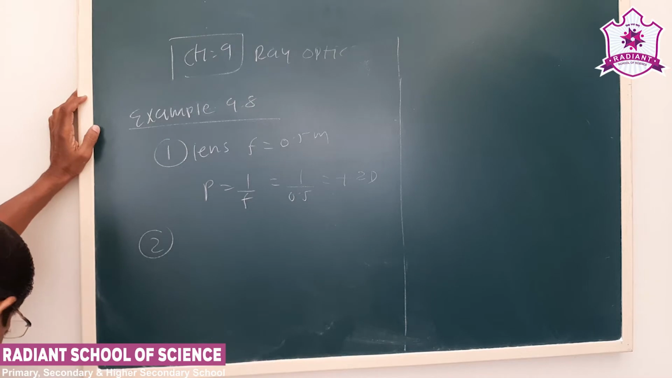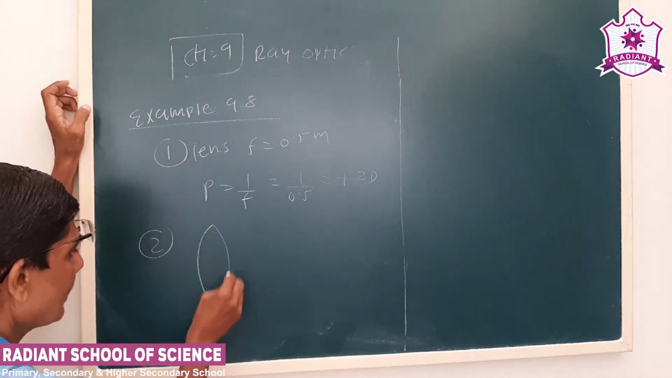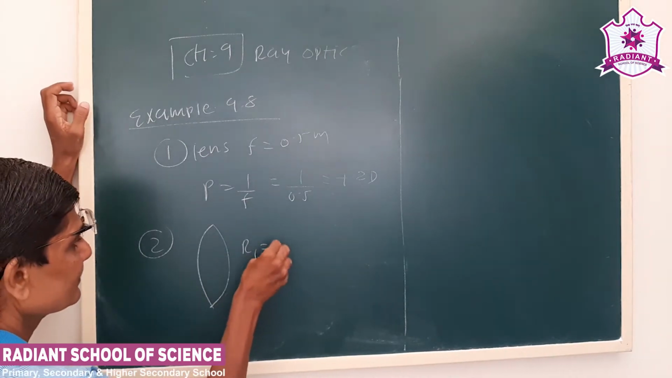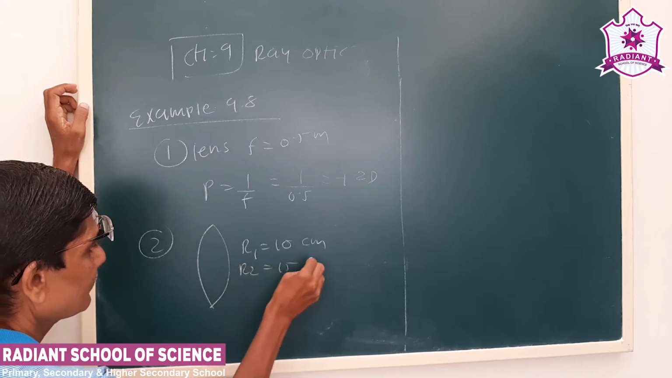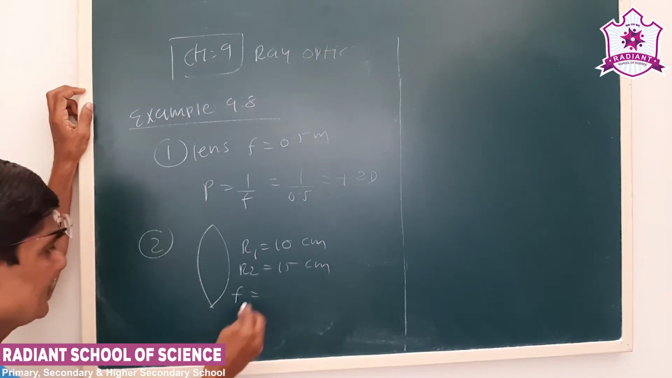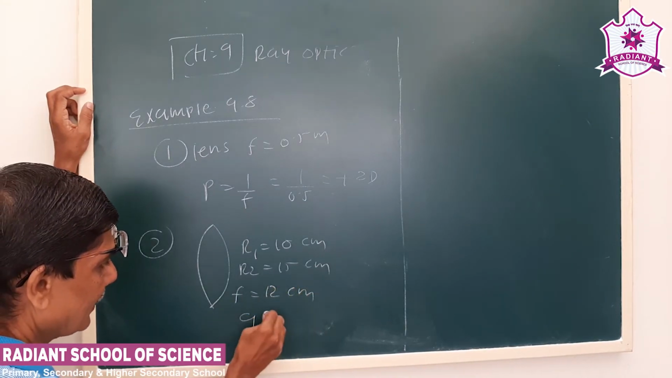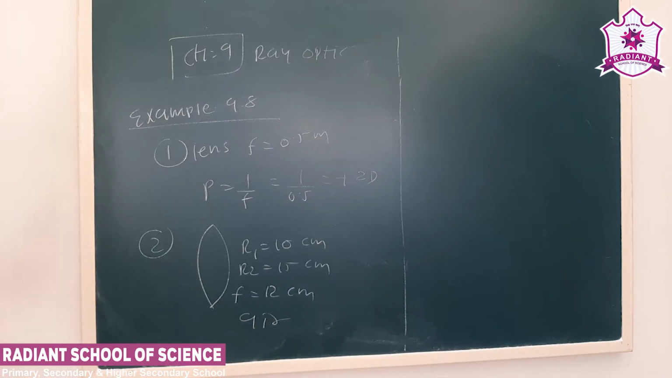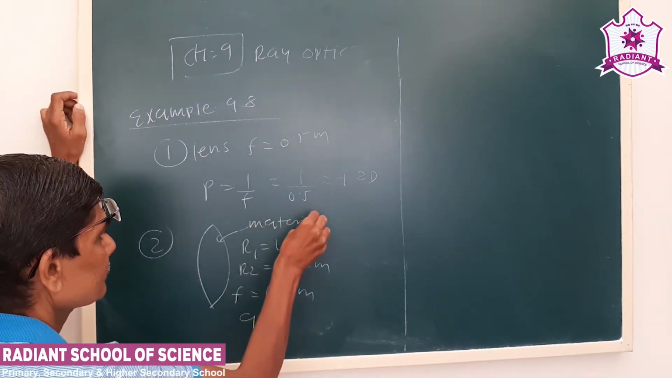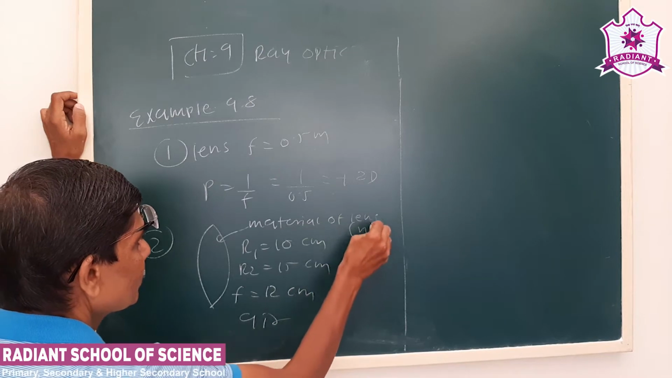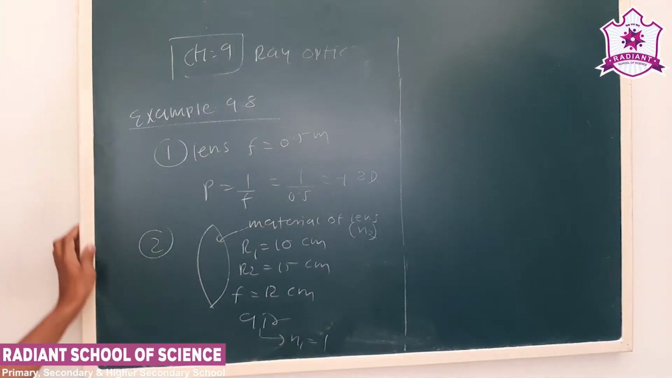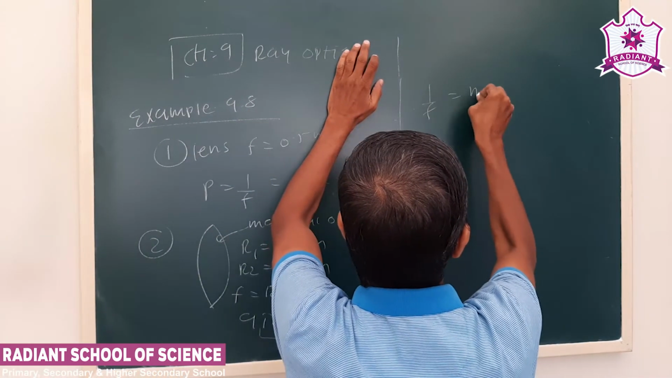Now see the second question. Now see the biconvex lens, that means it has 2 curved surfaces. The radius of curvature R1 is 10 centimeter, R2 is 15 centimeter, and focal length is 12 centimeter. The lens is kept in air. What should be the refractive index of the material? Let us say the refractive index is N2. Because it is kept in air, N1 we have to take as 1. Now see our formula: 1 upon F is (N2 minus N1) times (1 by R1 plus 1 by R2).